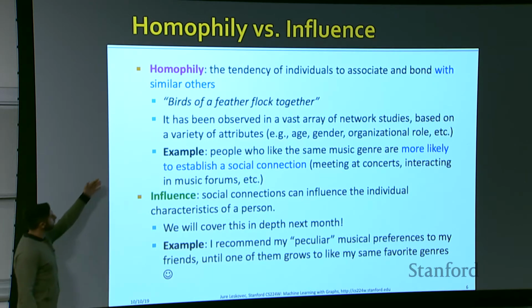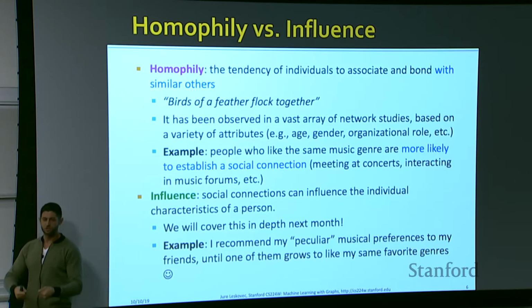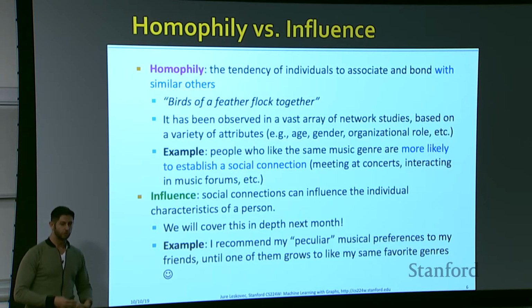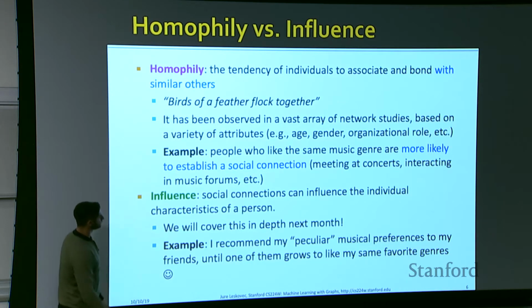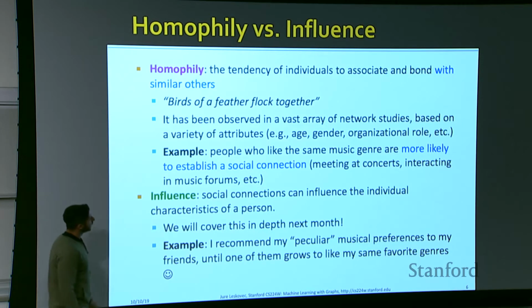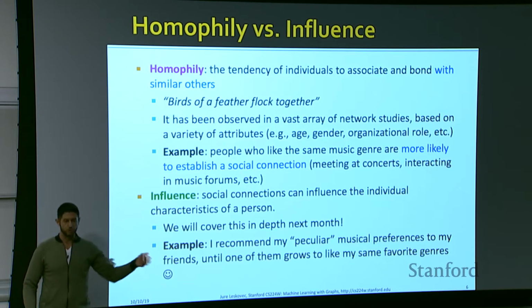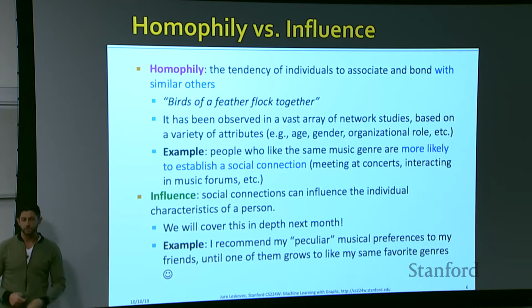And these studies have been performed also on a variety of attributes, okay? So depending on the context, you will find that age is the driving factor for people to connect to each other, gender, organizational role in a company, and so forth. So we have a lot of evidence that homophily plays a factor. So let's have a running example that we're going to be keeping for the rest of the lecture. For instance, people who like the same music genre are more likely to establish a social connection, right? So maybe they're going to be meeting together at a concert, or maybe they're going to be interacting online in music forums and so forth. So their individual characteristics lead them to meet like-minded people.